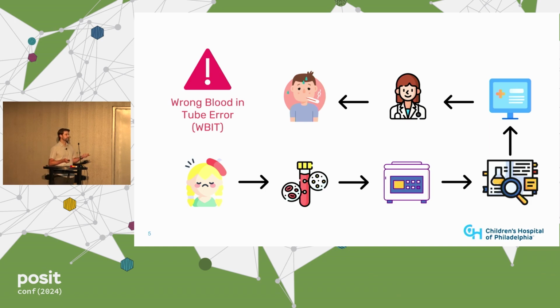To make this an even more complicated or harder problem to solve, these errors are often silent, meaning once the blood is put into the tube, there's nothing stopping the downstream processes from proceeding, right? It looks like blood in the tube and everything can proceed as normal. And so this is a really potentially difficult problem to detect, but potentially very severe in terms of patient harm and outcomes.